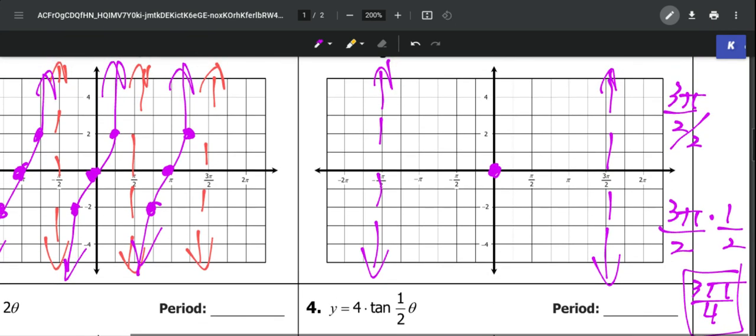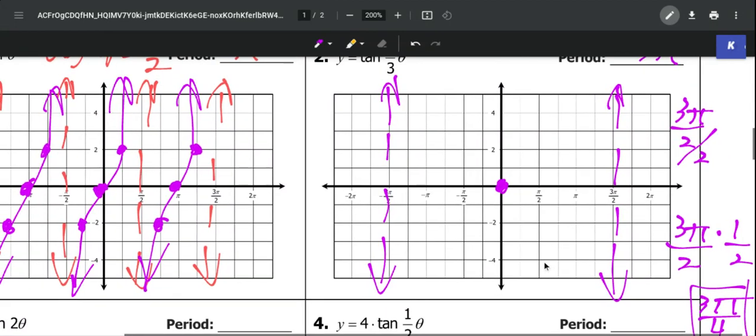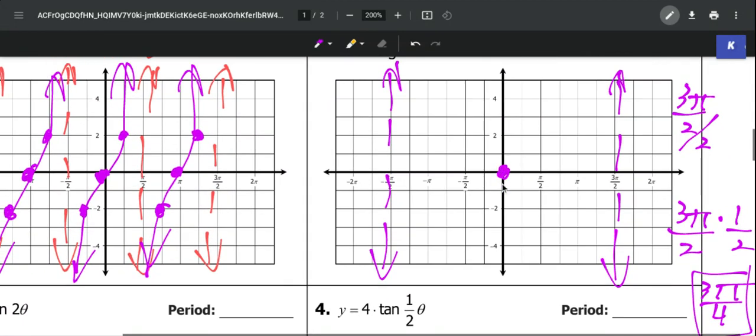Okay, so we need to have a point above and below from our origin, and it needs to be over to 3 pi over 4 units, which would be right here. So that one's going to be one above, and this one's going to be one below. So that would be right here. So now our graph would look like this.